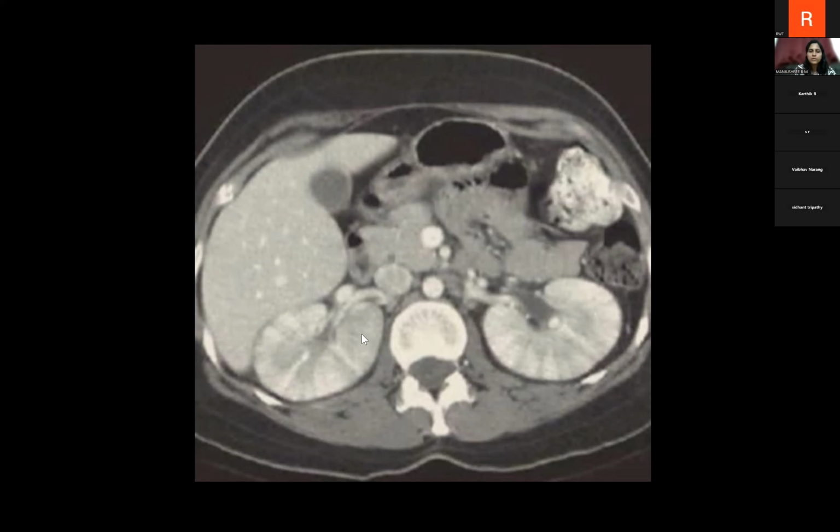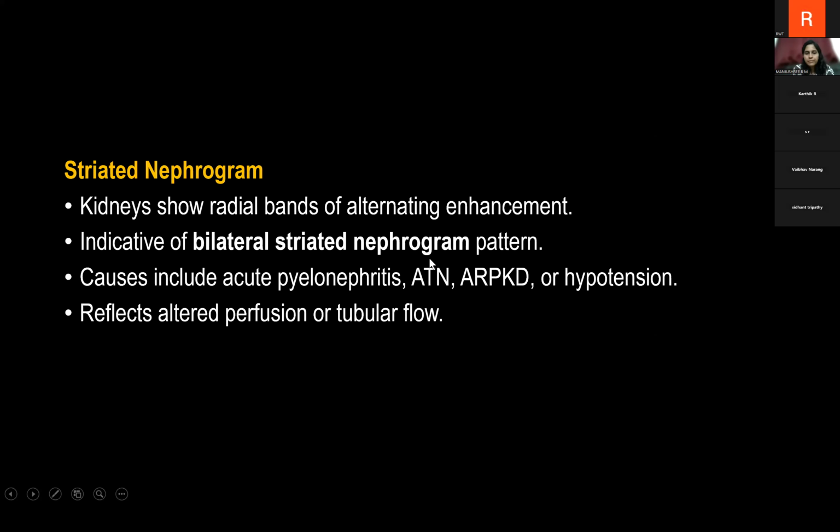So this is called striated nephrogram, where there will be radial bands of alternating enhancement. Here, bilateral striated nephrogram pattern. Causes are so many, including acute pyelonephritis, ATN, ARPKD, hypotension. It could be either due to altered perfusion or tubular flow.